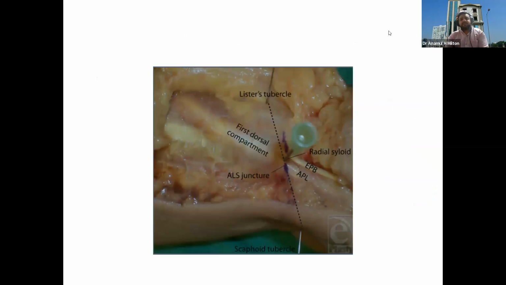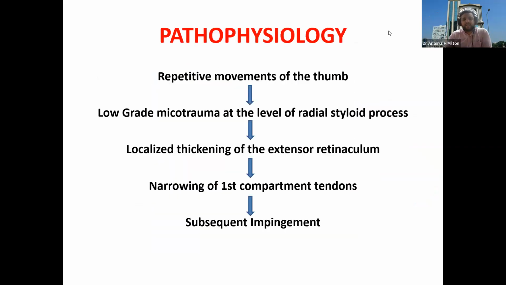So here are the cadaveric photos. Now, the pathology, as I already told, is the repeated movement of the thumb, so low-grade microtrauma at the level of the radial styloid process, because we already know that we can feel the Lister's tubercle very easily, as it is very superficial.